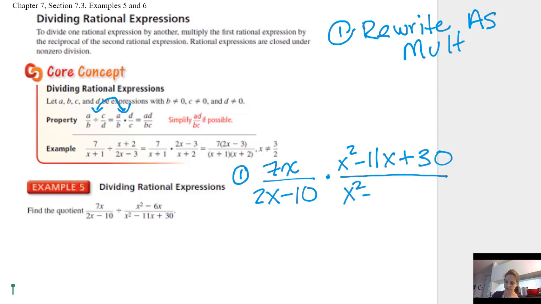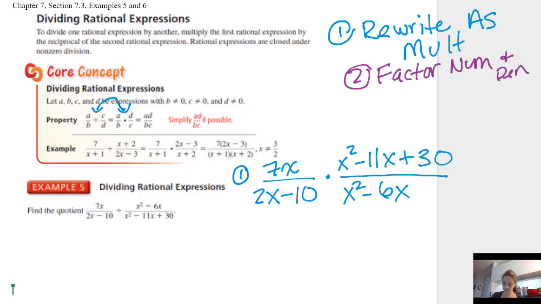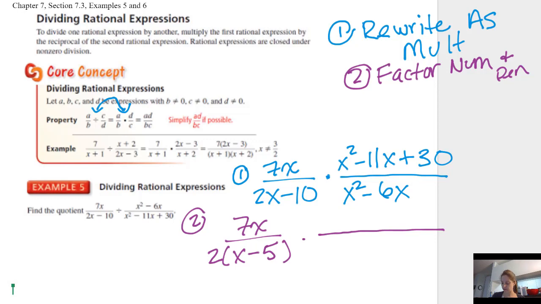Second step is to factor the numerator and denominator. 7x stays, and now there's a GCF in the denominator of 2, and we get x minus 5 left over, times, let's factor this quadratic trinomial. I'm looking for 2 numbers that multiply to positive 30 and add to negative 11. That's negative 5 and negative 6. And I have a GCF in the denominator of x, so take it out, and you're left with x minus 6.